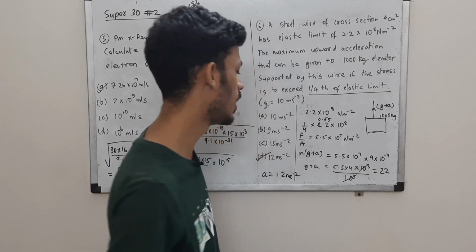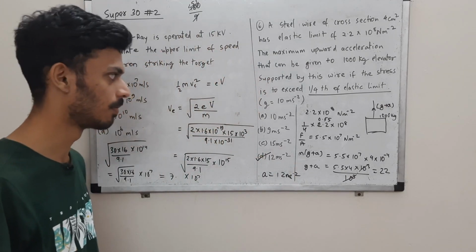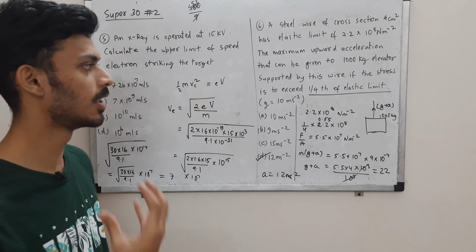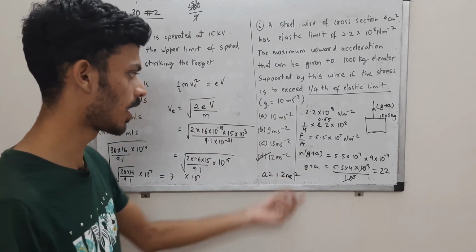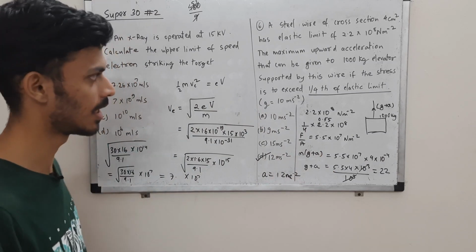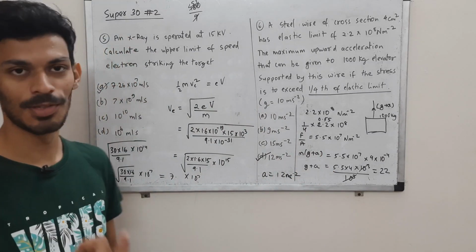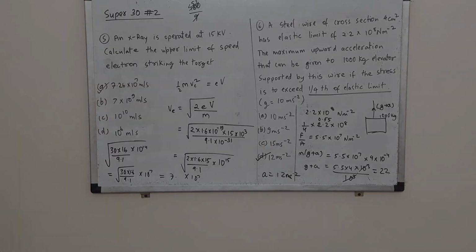Okay, so option D, 12 meters, is the correct choice over here. I hope the concept was clear. You are just supposed to use the stress formula and the concept of pseudo force. The force will be m into (g plus a). I hope that is clear. Let's move to the next set of questions.